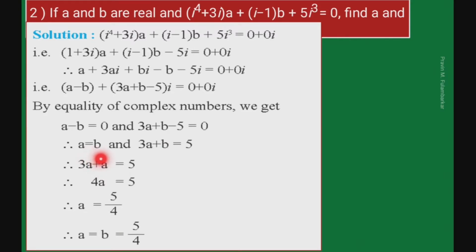We substitute a as b or b as a. So we write this b as a here. So we write 3a plus a equals 5. So 3a plus a, we get 4a, which equals 5. So we transfer this 4 to the right-hand side, we get a equals 5 by 4. That means the value of a and the value of b are the same, that is 5 by 4.